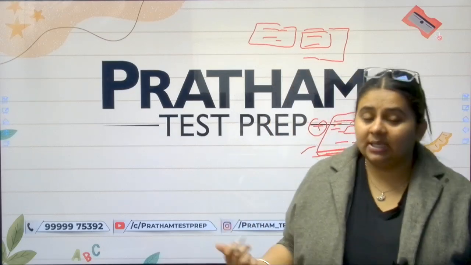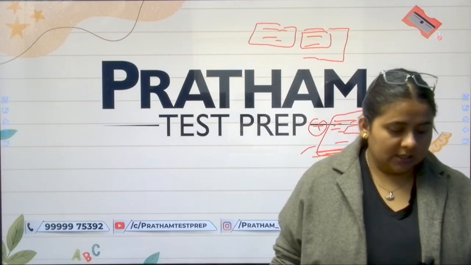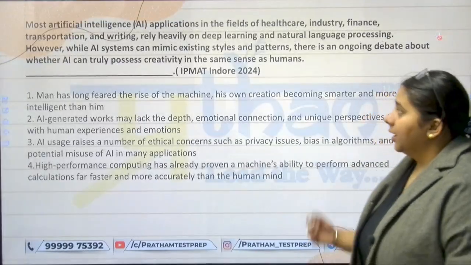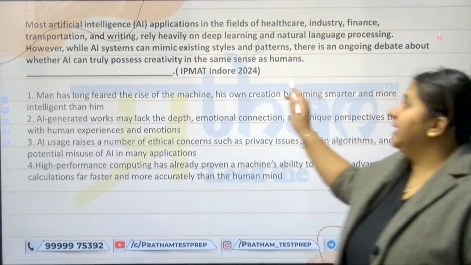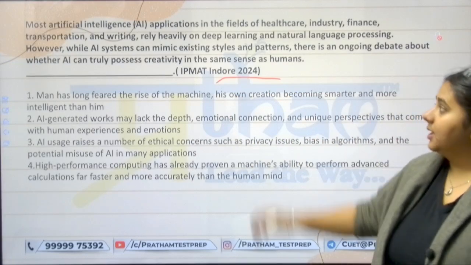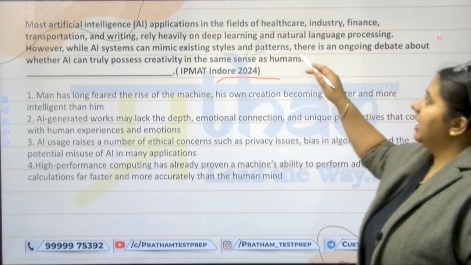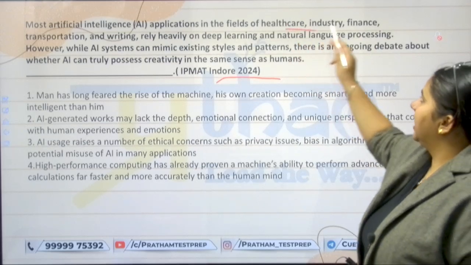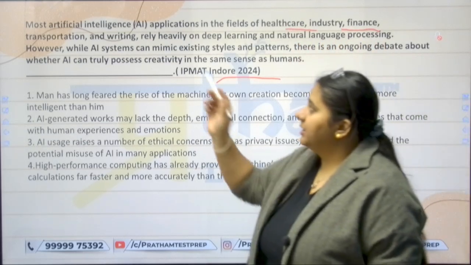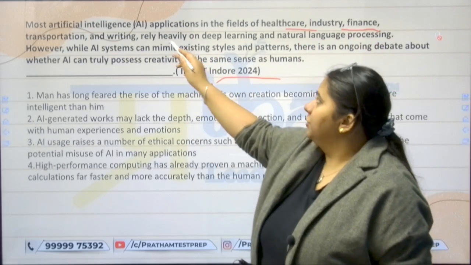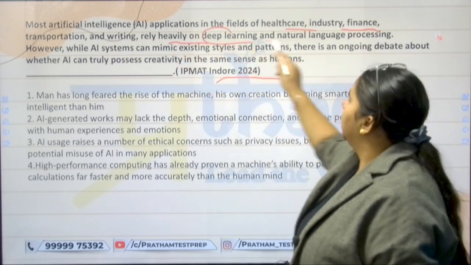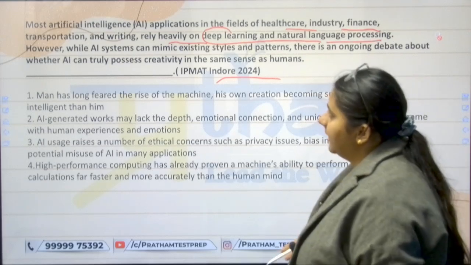Chalo, now let's quickly see one question and let's try solving it. So the very first question, and it's a PYQ question. It says, most AI applications in the fields of healthcare, industry, finance, transportation, and writing rely heavily on deep learning and natural language processing.